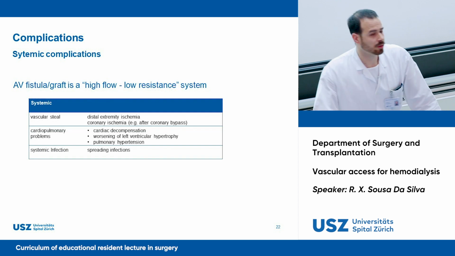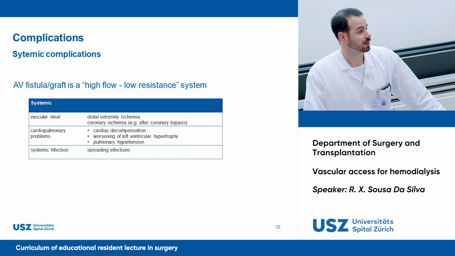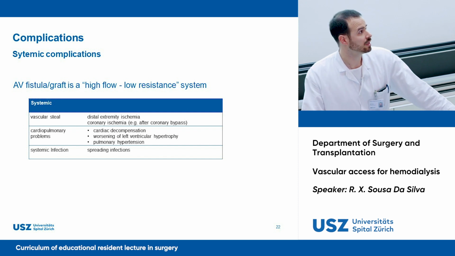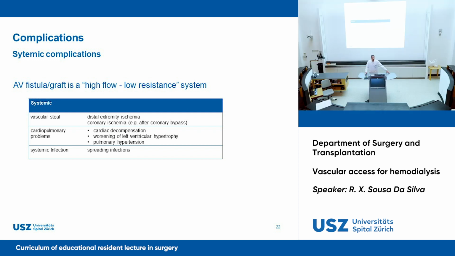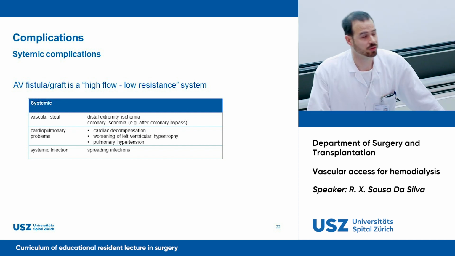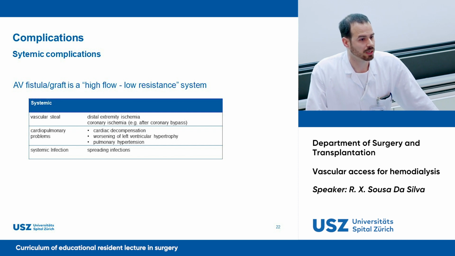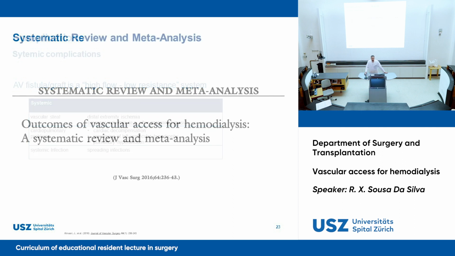But there are also systemic complications to AV fistulas or grafts. This is explained by the fact that it's a high flow, low resistance system, so a big blood flow. So you can have a systemic vascular steal. You can have patients suffering from symptomatic problems like coronary ischemia. As I said, the patient before had a flow of 2.3 liters. If you assume, in a calm position, a patient has 5 or 6 liters a minute pump function of the heart. There are also cardiopulmonary problems in general, like cardiac decompensation or pulmonary hypertension, and you can have systemic infections.